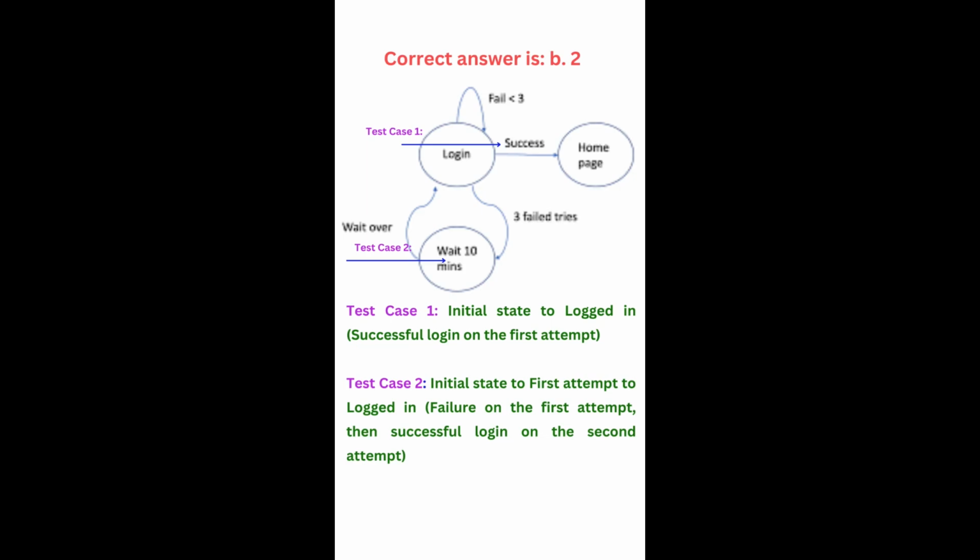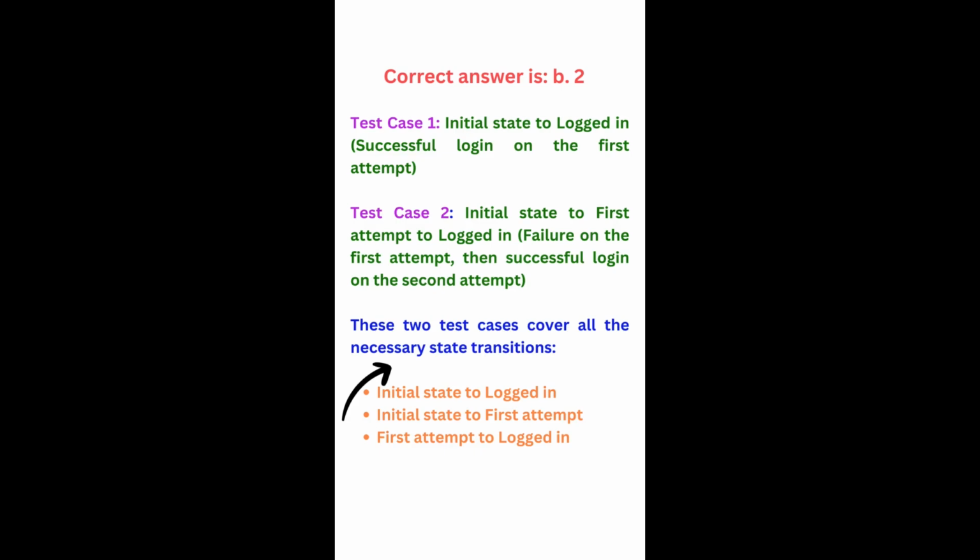Correct answer is option B. 2. Based on the transitions outlined. Test case 1. Initial state to logged in, successful login on the first attempt. Test case 2. Initial state to first attempt to logged in, failure on the first attempt, then successful login on the second attempt. These 2 test cases cover all the necessary state transitions. Initial state to logged in. Initial state to first attempt. First attempt to logged in.